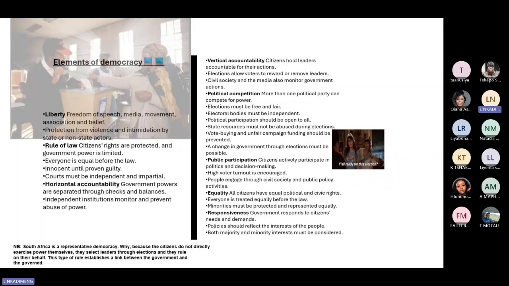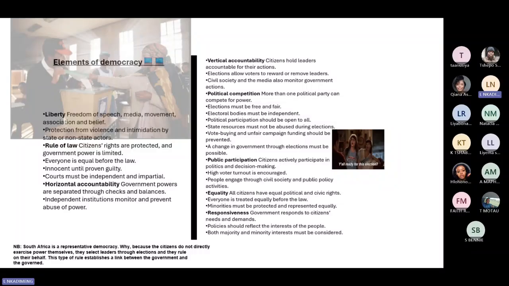Again, an element of democracy is the rule of law. Citizens' rights are supposed to be protected, and government power is limited. I'm sure everyone here is aware of why they say government power is limited. According to the constitution or the higher court, no one is above the law. Everyone is equal before the law, innocent until proven guilty. If I ever got arrested on any charge, I would need to go before court to appeal for bail if possible, and the court has the authority to judge whether I'm guilty or not.